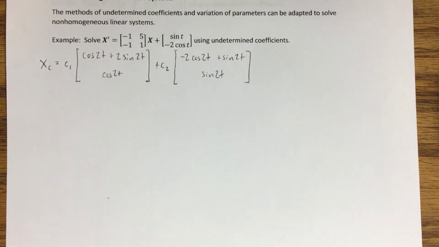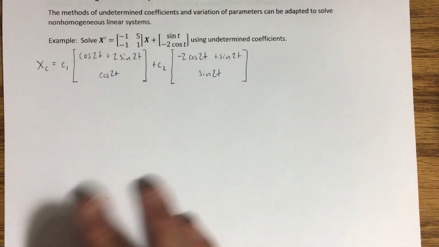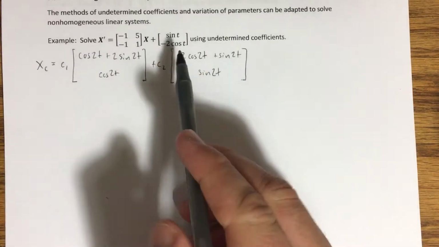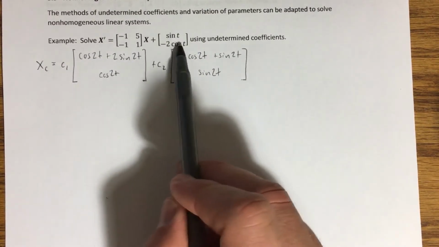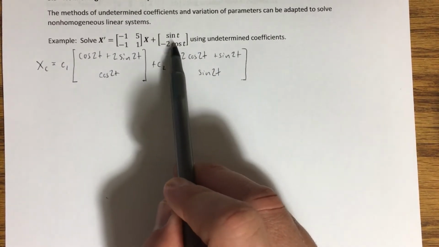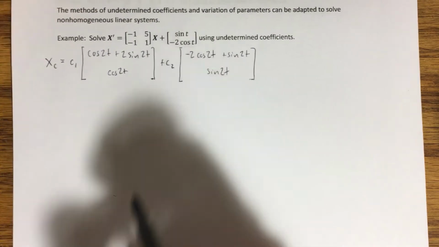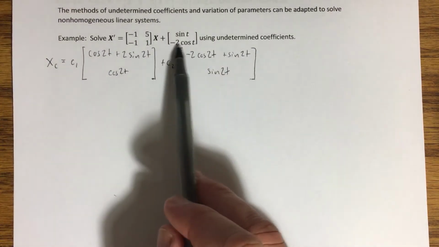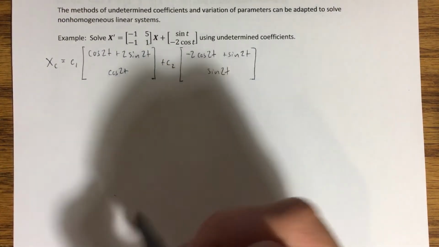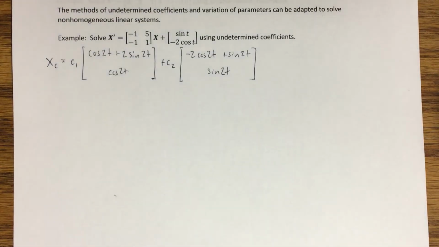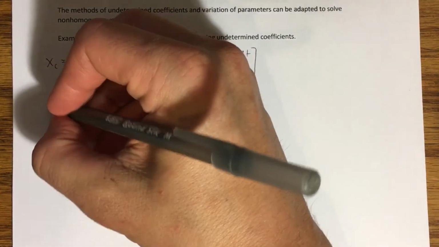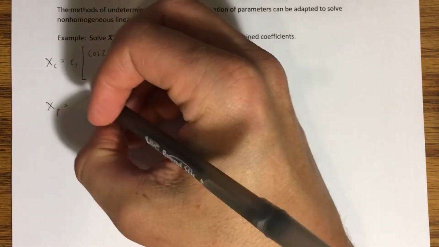Now what we need is a particular solution. And just like with undetermined coefficients back in chapter 4, the way that we go about finding a particular solution is we look at this guy right here and we use that to suggest what a solution might look like. When we've seen sines and cosines showing up, what we want to do is use a linear combination of sines and cosines in our particular solution. And we can write that this way.